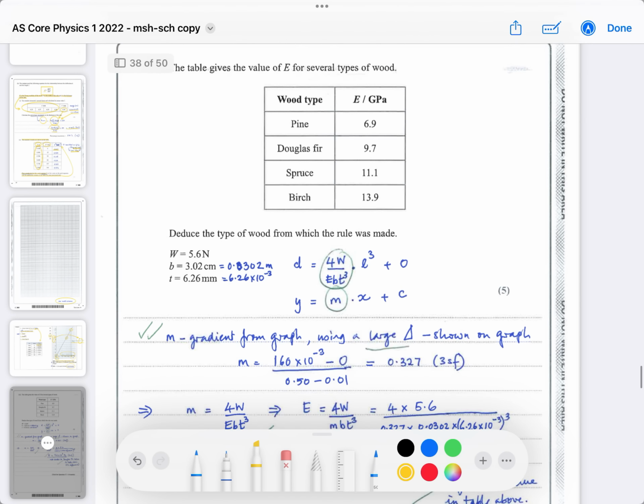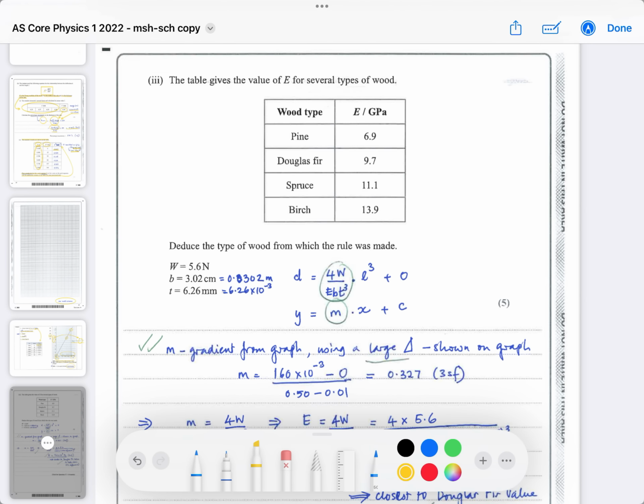Once you've got that, they're giving you several types of wood, and you've got to work out which wood you think the rule is made of. So deduce the type of wood from which the rule was made. They've given you all the data you need for the equation that they gave you earlier. They're giving you values in centimeters and millimeters. You've got to change it into meters. So they've given you D on the y-axis. If D's on the y-axis, then the gradient will be the thing in front of L cubed, because L cubed was on the x-axis.